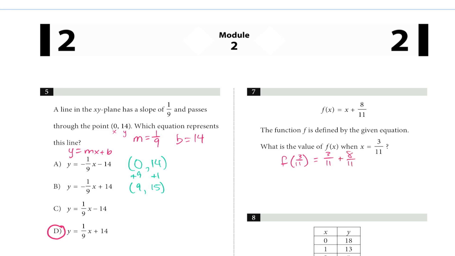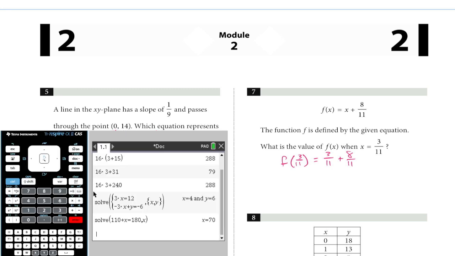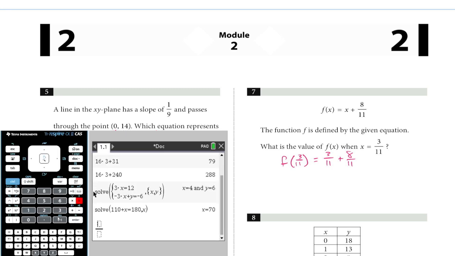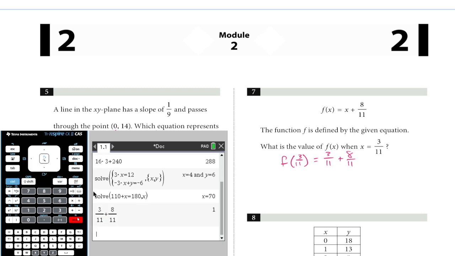So we don't have to use the solve function. We're just doing regular math. Again, I'm going to use the calculator, but we're just adding two fractions. So we're not solving for a letter that we don't know. We already have that function by itself. So then we'll do another fraction, 8 over 11. Get 1.